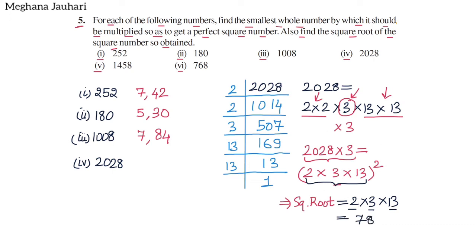So what is the smallest number we have obtained? Yes, the smallest number for 2028, to make it a perfect square, we will multiply it by 3, and the square root of the perfect square we have got is 78. I hope till now I'm clear at my point.